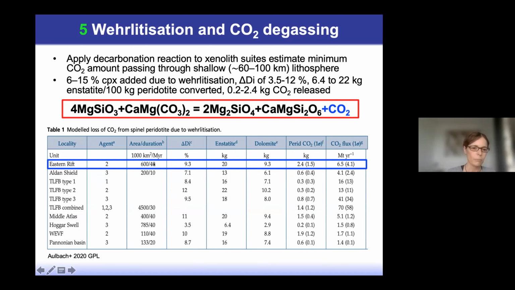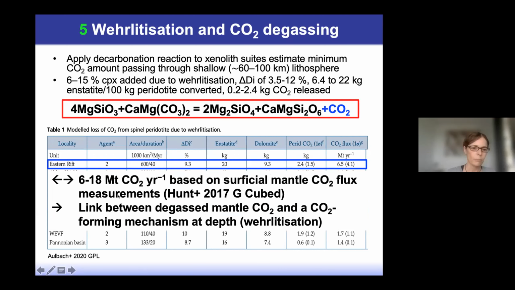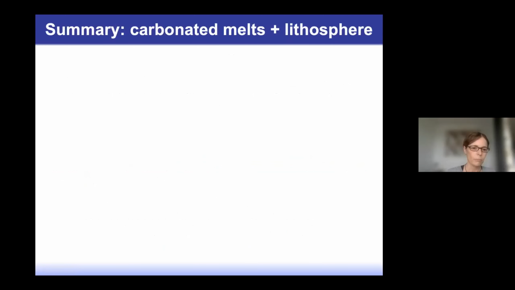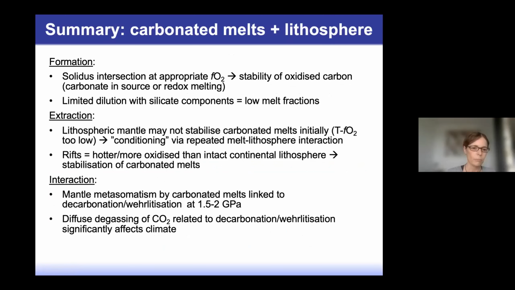over about 44 million years. And this estimate is actually, given the uncertainties, quite similar to the 6 to 18 megatons CO2 per year that were made based on the flux estimated to be derived from the mantle. And so I think this similarity in estimates provides a really convincing link between degassed mantle CO2 that we see at the surface and the CO2 forming mechanism that occurs at depth, which is wehrlitisation. And with that, I want to leave you with the summary, and happy to take questions if there is time.